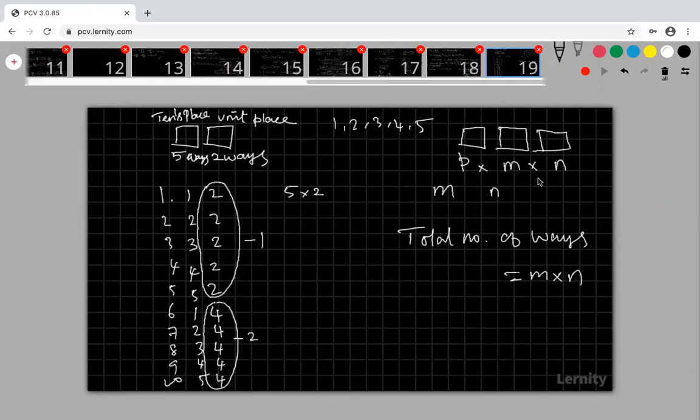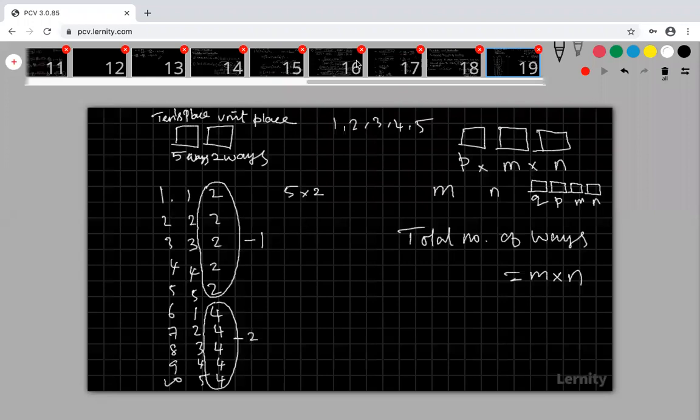Are you okay? Right. Suppose I am going to find the 4-digit number. So this is n ways, this is m ways, this is p ways, this is q ways. Then what is my total number of ways? My total number of ways is nothing but p into q into m into n.